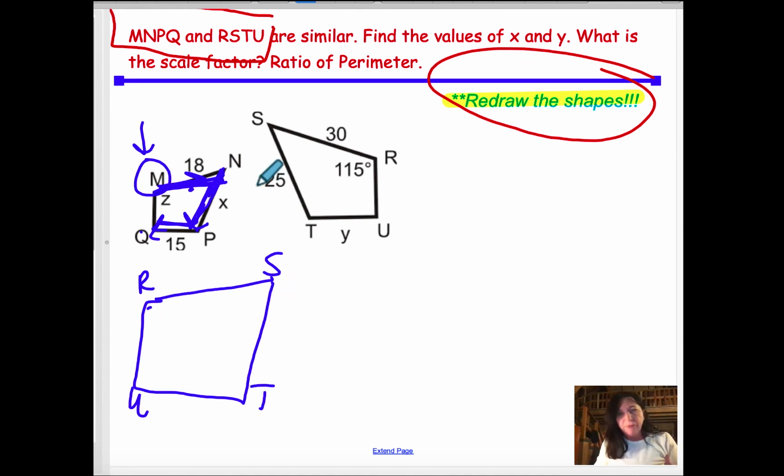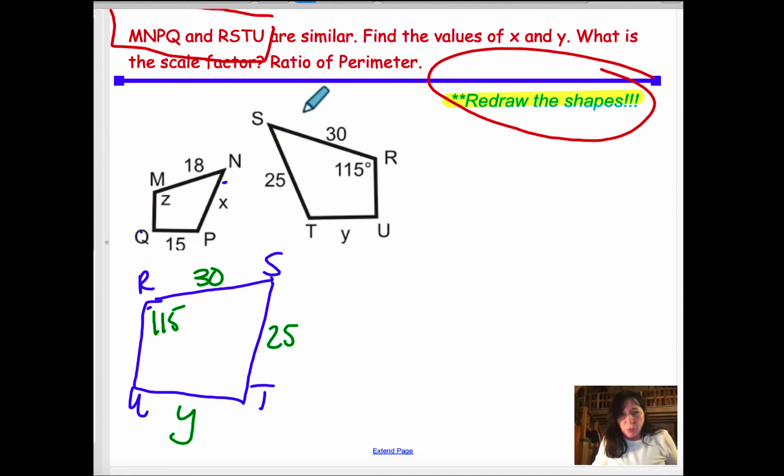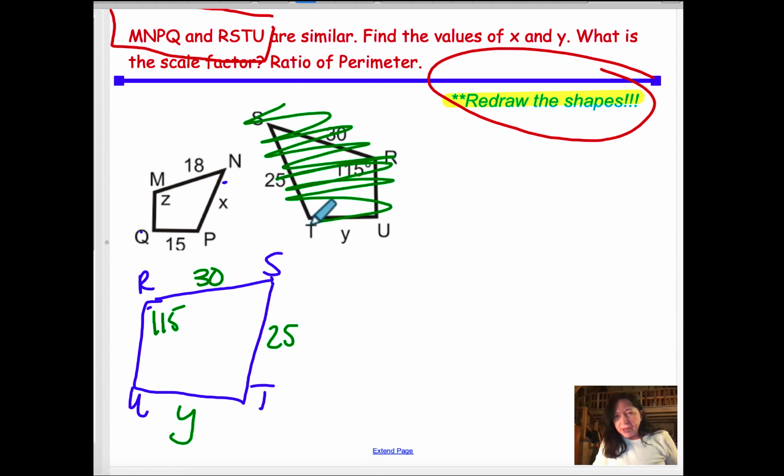Now you've got to fill in the values. RS is 30, so you put that in. ST is 25, you put that in. R is 115 and TU is Y. Do we have all the values? We do. So now we can look at this and basically solve the problem. We've got to find X and Y, but we are not looking at the other shape at all. We are done with that. Don't look at it, because that's just going to confuse you with the two shapes.